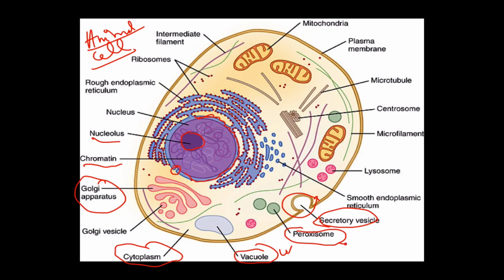Peroxisome is a structure which produces peroxidase enzyme. There are other features also, but it counters what are called free radicals. Is that understood? So free radicals, obviously it is beyond the scope of discussion.